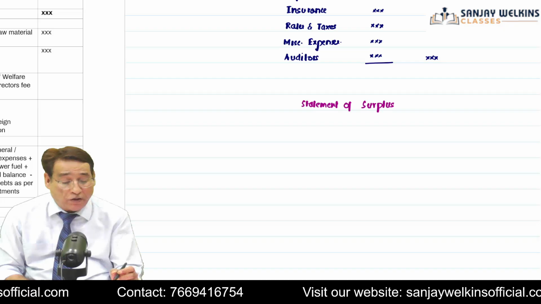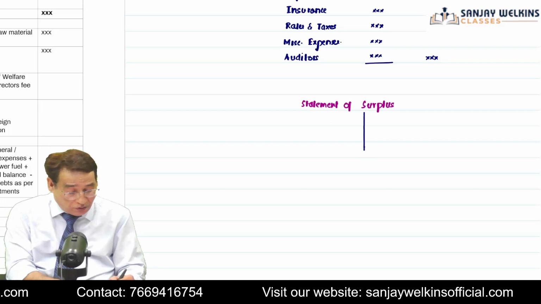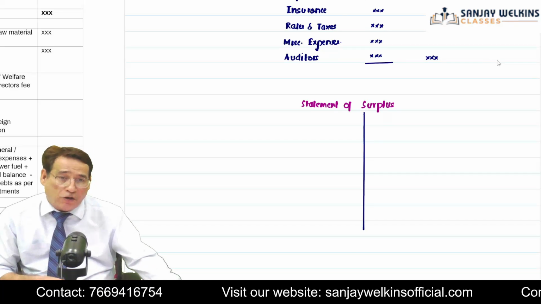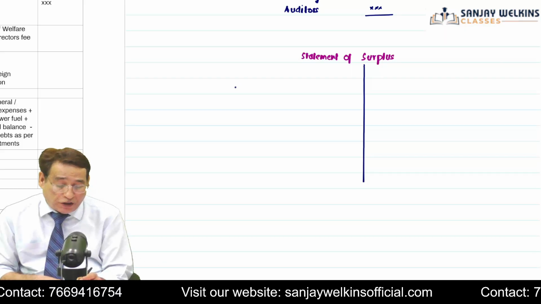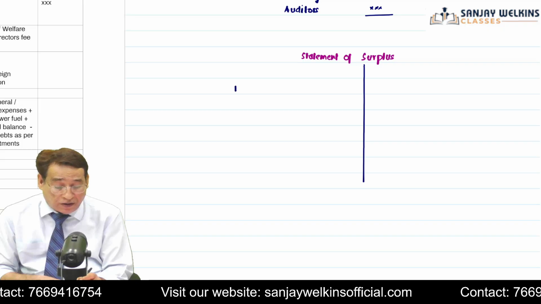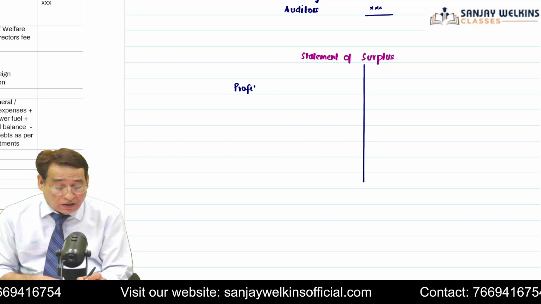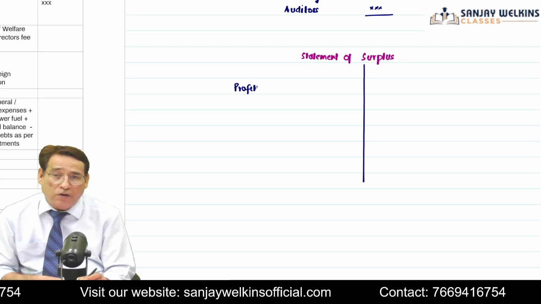In order to prepare the statement of surplus, what I need to do, whatever profits we have derived through preparation of the statement of P&L, first of all I am going to write that profit over here, that is profit after tax or profit for the period. The last item of a statement of P&L, as I told you, is profit after tax or profit for the period.